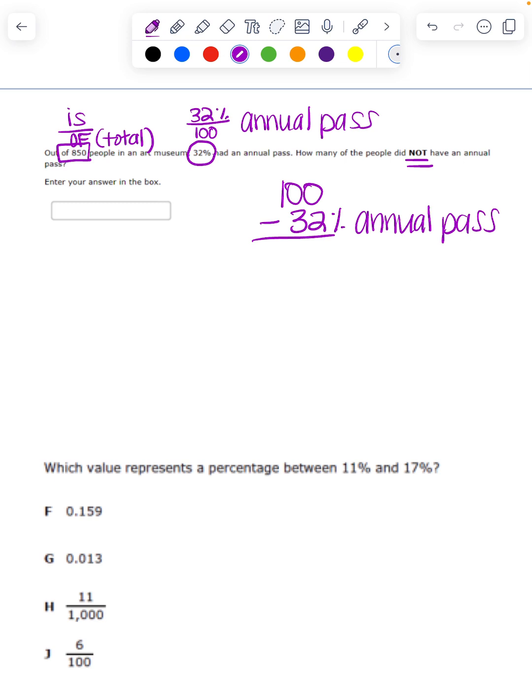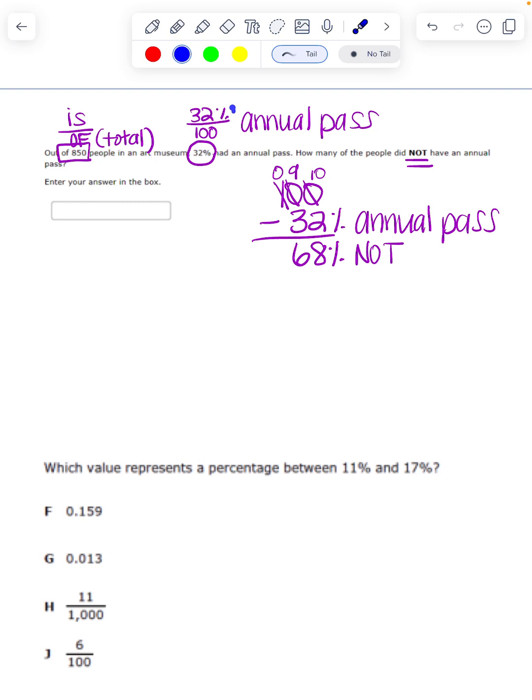So I know I need to borrow, and I need to go all the way over. I'm going to drop off a 9 and bring home 10. So 10 minus 2 is 8, and 9 minus 3 is 6. And so that is 68% that did not have an annual pass. And you'll notice that 32 and 68 together make our original 100%.